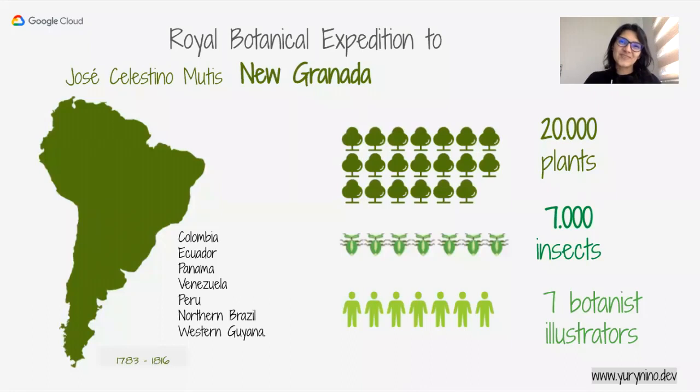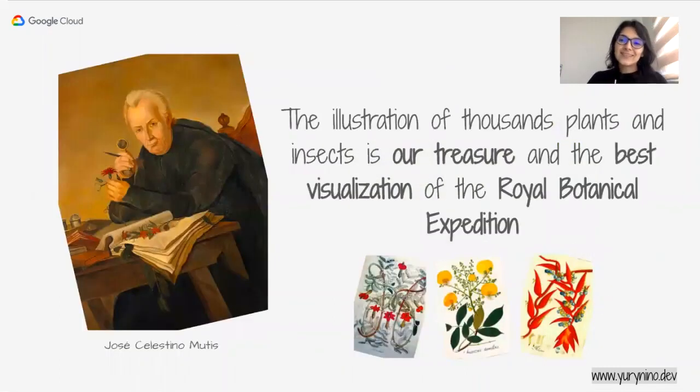But there is another awesome thing about my country, the Royal Botanical Expedition to New Granada. It took place between 1783 and 1816 in Colombia, Ecuador, Panama, Venezuela, Peru, and the north of Brazil. The expedition was headed by José Celestino Mutis, a botanist, mathematician, and illustrator. José Celestino Mutis is recognized because during 25 years he documented the flora and fauna of New Granada, using more than 20,000 drawings.